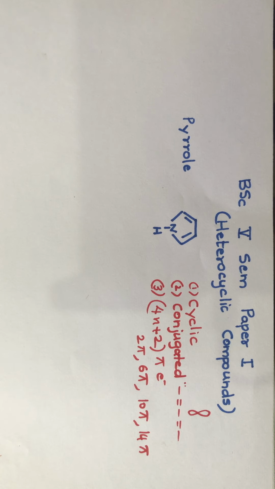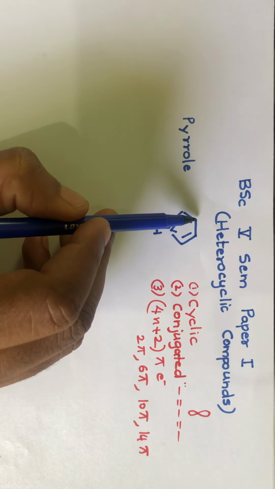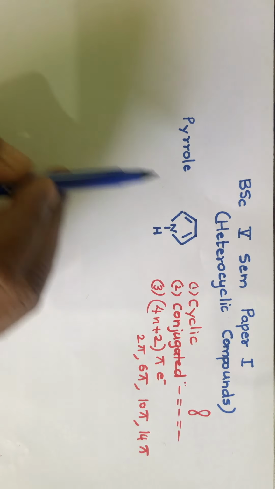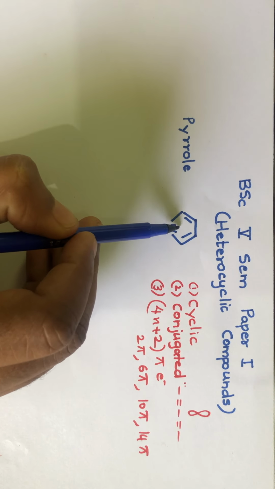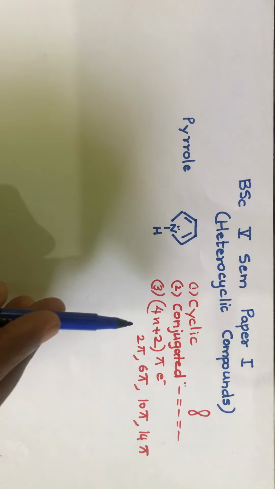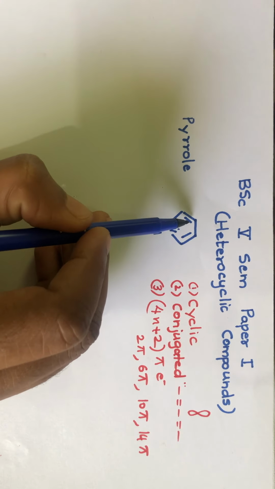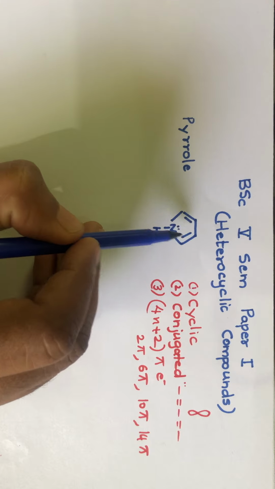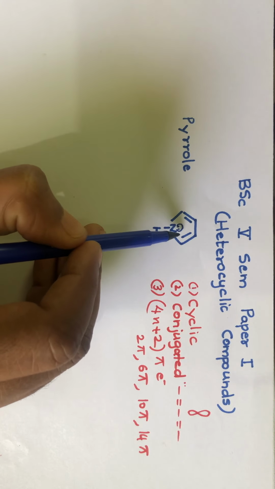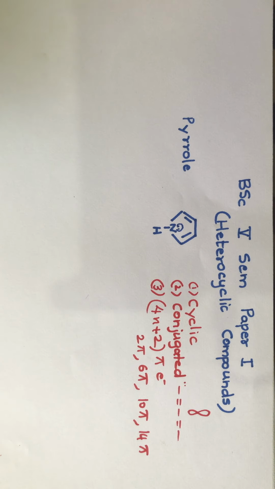See, pyrrole is aromatic. Why is pyrrole aromatic? Because pyrrole has a cyclic system that is conjugated: lone pair, single bond, double bond, single bond, double bond, single bond, and 6 pi electrons are involved in delocalization. 6 pi electrons: 4 from the two double bonds, 2 pi electrons each, and this lone pair also will be involved. So 6 pi electrons are involved, hence it follows Huckel's rule also. So pyrrole is aromatic.